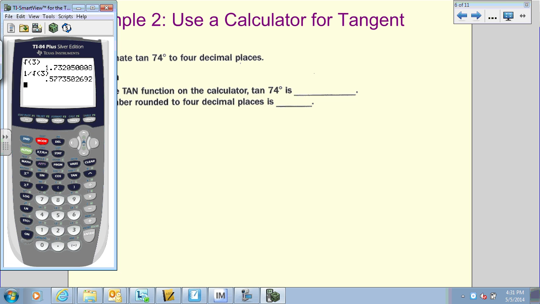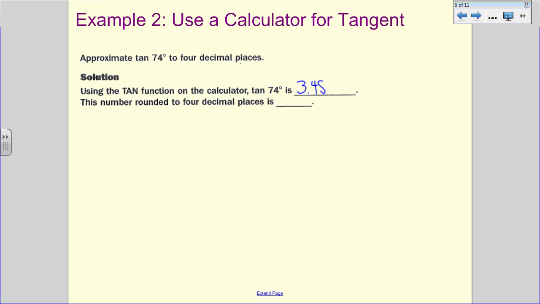And I want to find tangent. Tangent's in this 4th row. So I'm going to hit tangent, and then I'm going to type in 74. I don't need to worry about putting the degree symbol there, because my calculator knows I'm calculating in degrees, because that's what I did with the mode setting. So if I hit enter, it's 3.487414444. I think 4 fours there. We're going to round it to 4 decimal places, so we're going to keep the 4 digits after the decimal. So 3.4874.